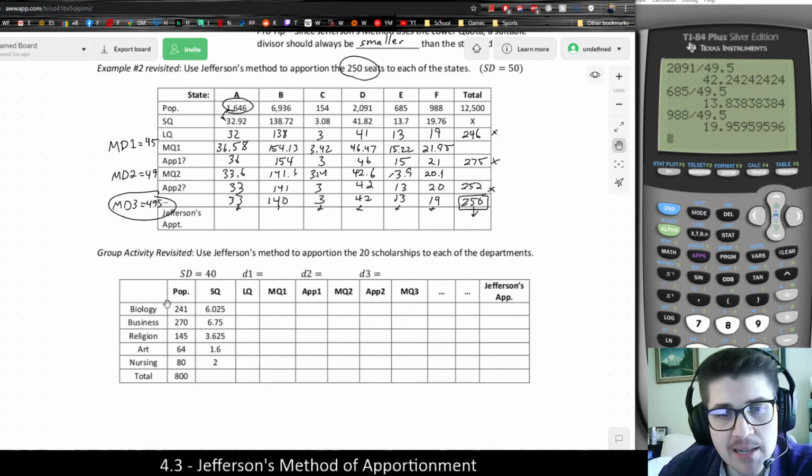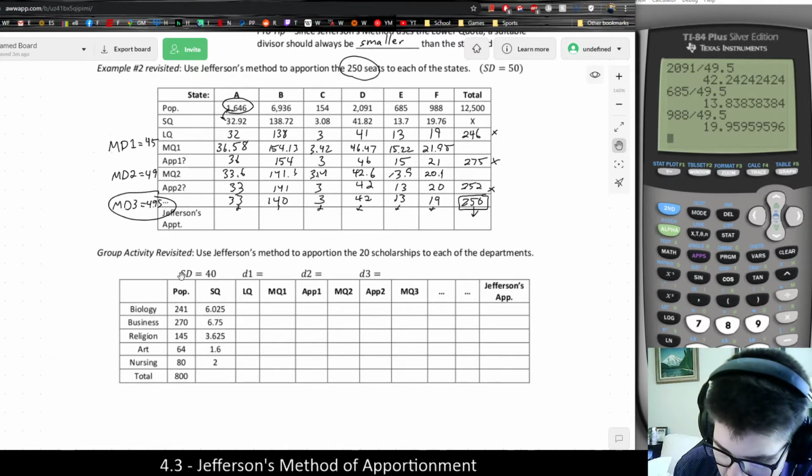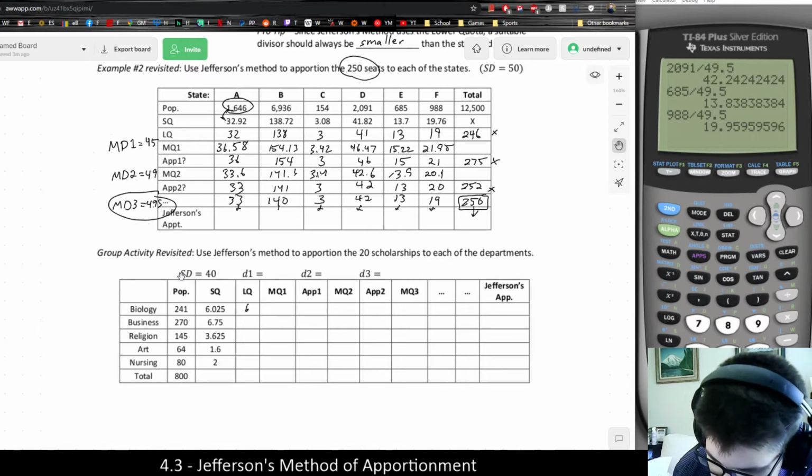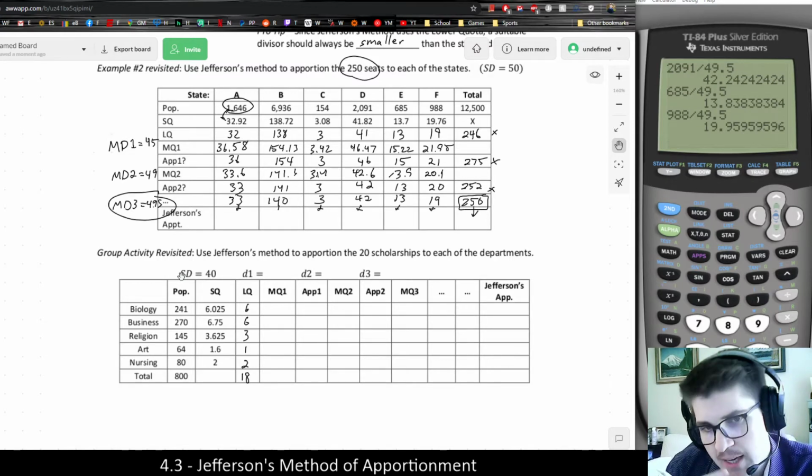But let's return back to the scholarship example. So in this case, we had 5 departments, and we were giving out 20 scholarships to the 5 departments. And when we did it with Hamilton's method, we came up with the standard divisor was 40. The standard quota was each of these. And then because it's Hamilton's method, we went to the lower quota, 6, 6, 3, 1, 2, giving out a total of 18 scholarships. And that was too few, so we gave out the surplus seats to business and religion.